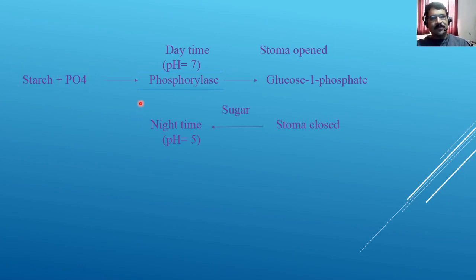We can see here the starch with the help of PO4, that is inorganic phosphate, in the presence of phosphorylase enzyme, it will get converted into glucose 1-phosphate during daytime because there is pH 7, and the stomata open. Then in the reverse process, this glucose 1-phosphate again gets converted into starch in the night time because the pH has changed and it is 5, and in this condition the stomata will be closed.